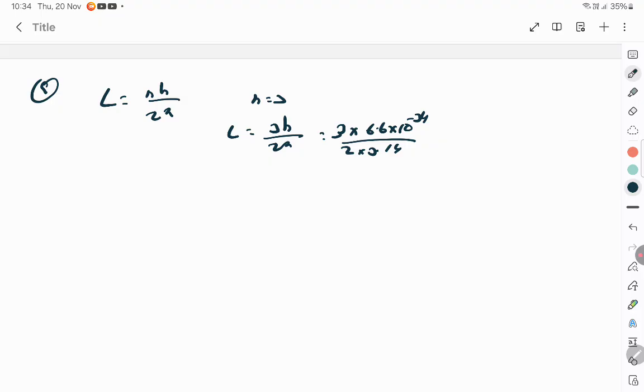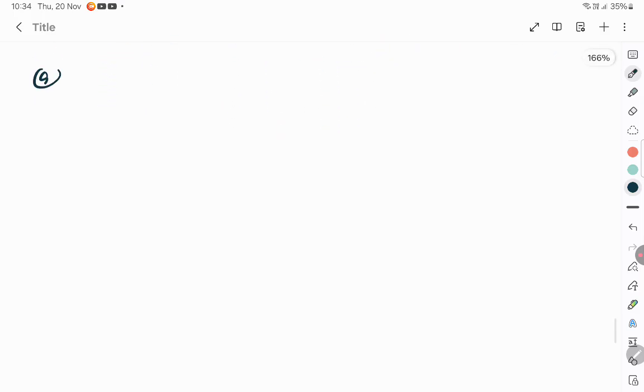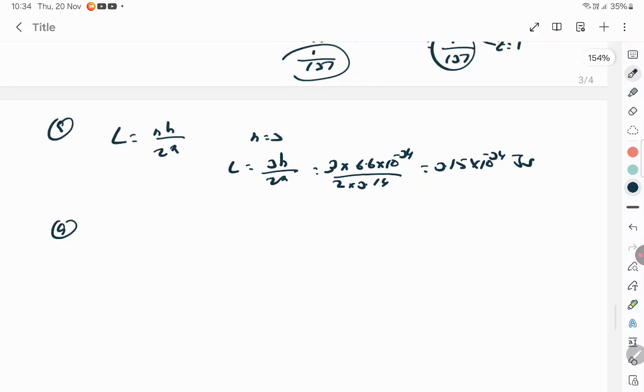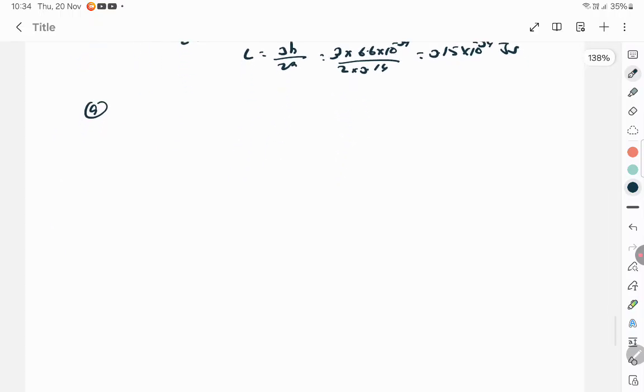That's all. Just calculate it, and the answer will be 3.15 into 10 to the power minus 34 joule second. Let's go to 9th question. 9th is what I did, right? Yes, sir. 9th is what I did. So go for the 10th question.